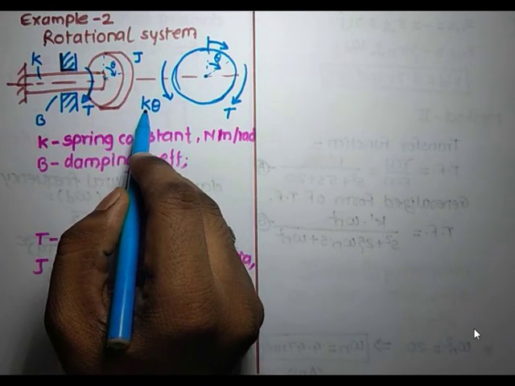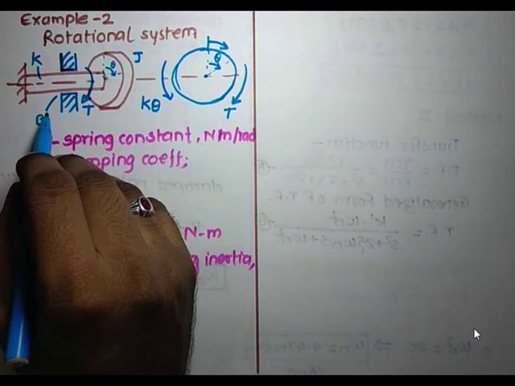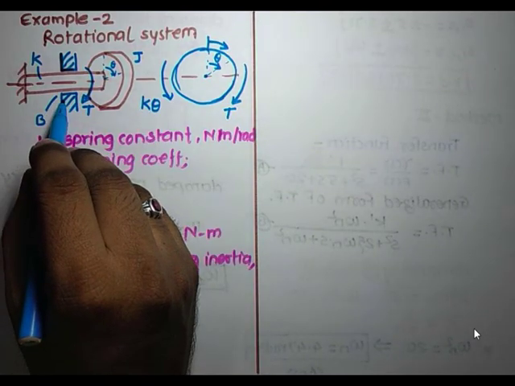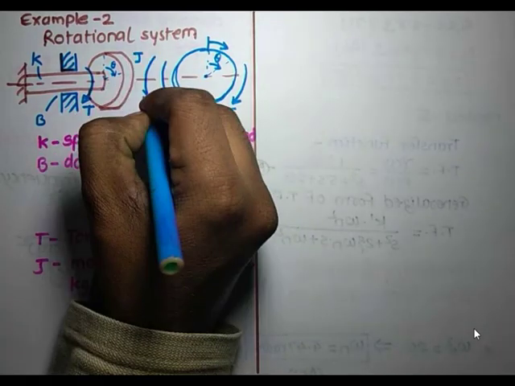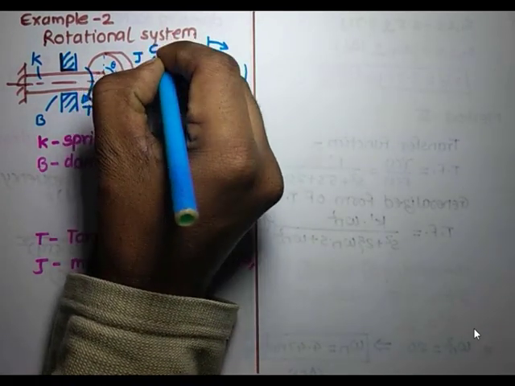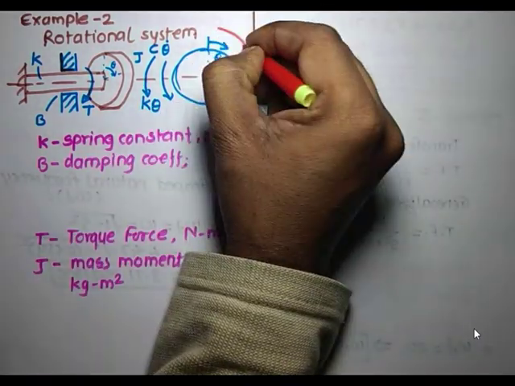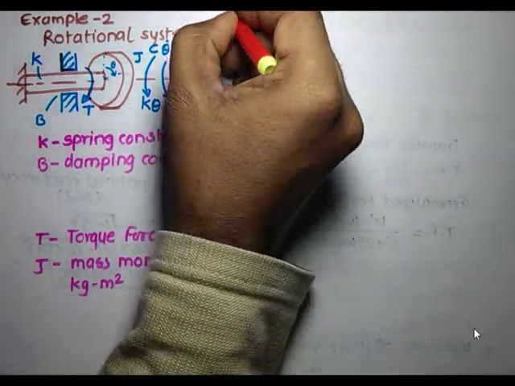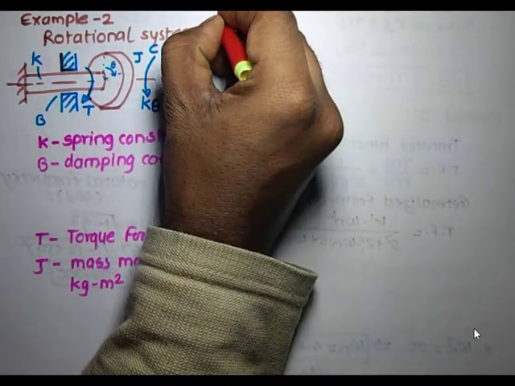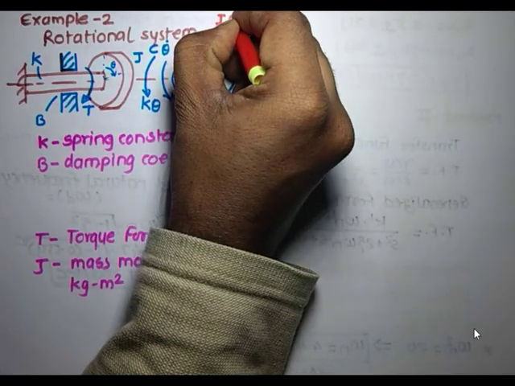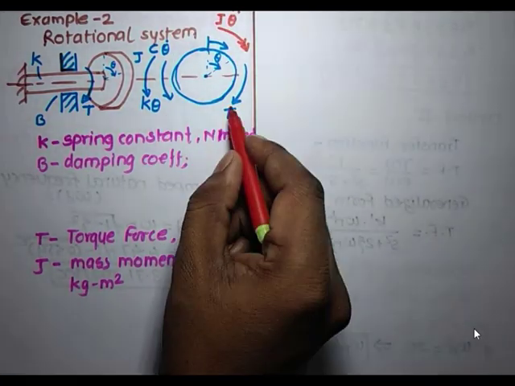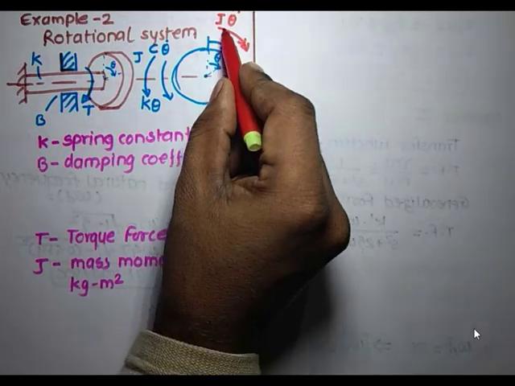So the torsional spring force is K into theta, and the damping force which is exerted also resists the motion, so we can say that the damping force is equal to B into theta dot. And apart from this, the inertial torque is acting, which is equal to J into theta double dot, acting in the same direction as the motion since it is an accelerating torque.